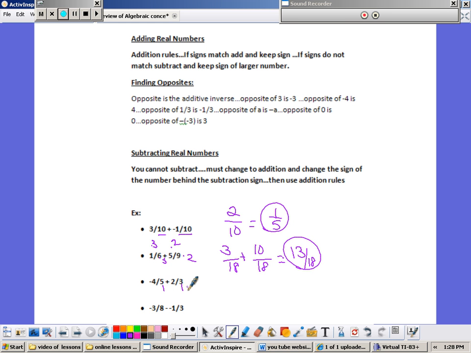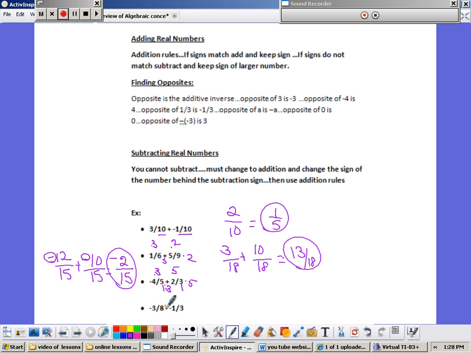Common denominator? No. 5 and 3's common denominator is 15. I multiplied by 3 to get to 15, so I multiply the top by 3 and I get -12. I multiplied by 5 to get to 15, so multiply the top by 5 and get 10. The signs do not match, negative and positive, so I subtract. 12 minus 10 is 2. Keep the sign of the larger. 12 is larger, it's negative, so it's -2/15.